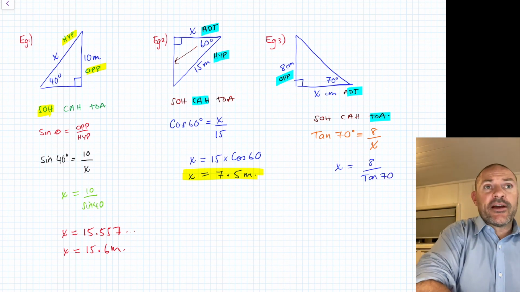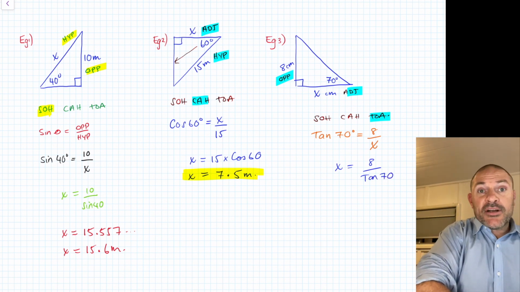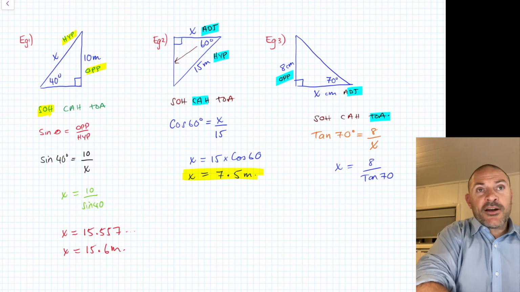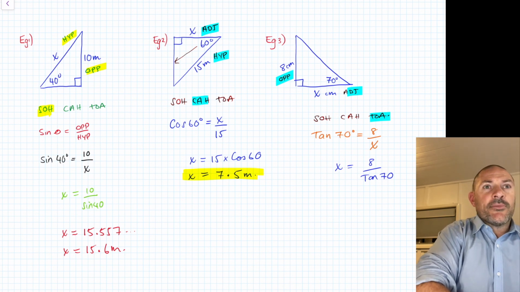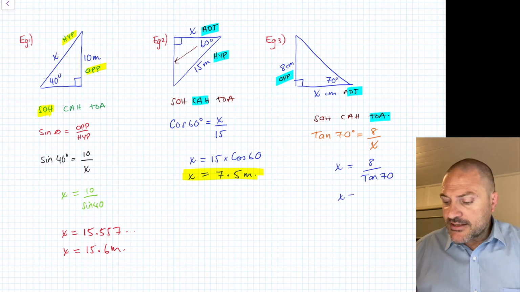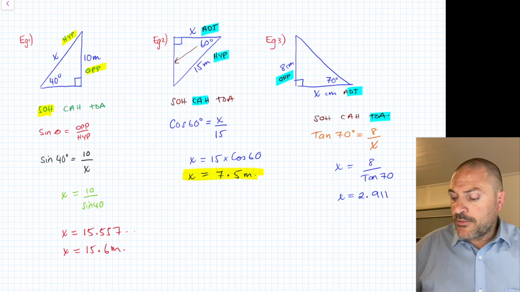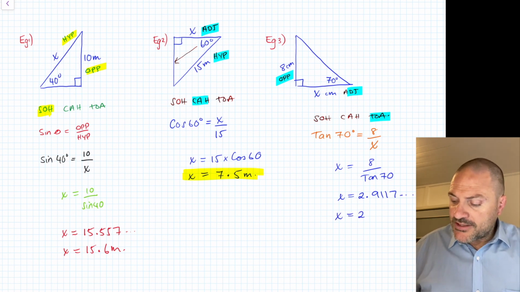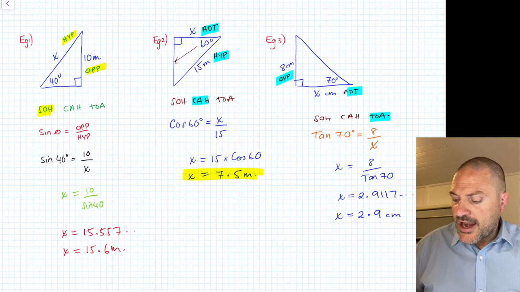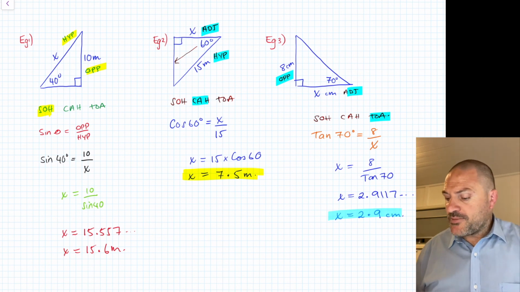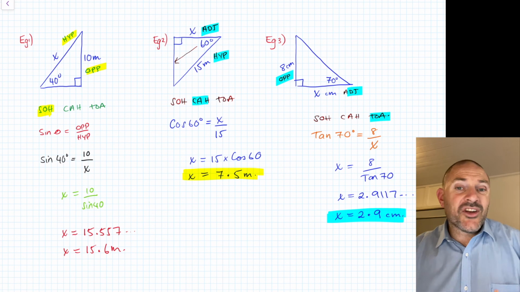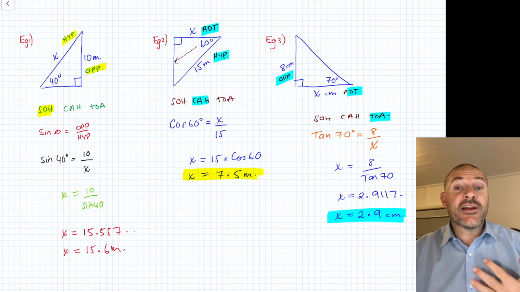Now I go straight to my calculator. I'm going to use the divided by sign this time. So 8 divided by tan 70. Notice I'm not going to bother closing the brackets. It will still work. We end up getting x equals 2.9117... So x equals, to one decimal place, 2.9, and it's centimeters, and I've got my job done. Again, you could do it to 2.91, you could do it to 3, lots of different options there because I didn't ask you.